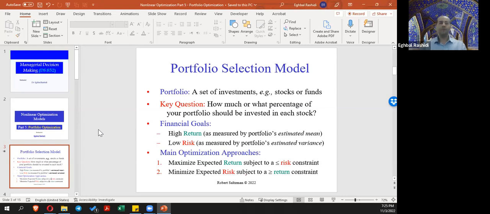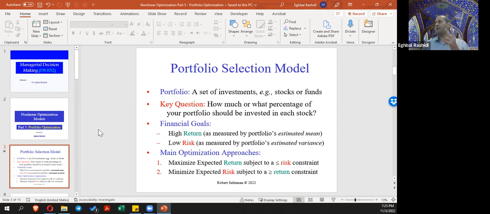So a portfolio is a set of investments, stocks or bonds or funds. And the key question is what percentage of our portfolio should be dedicated or invested in a certain stock. Okay? So it's going to be our decision variable: what percentage of the portfolio should be invested in stock one, in stock two, in stock three, in stock whatever number we have.